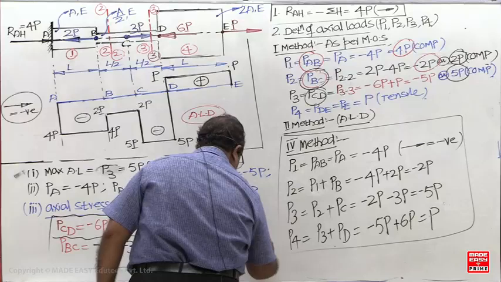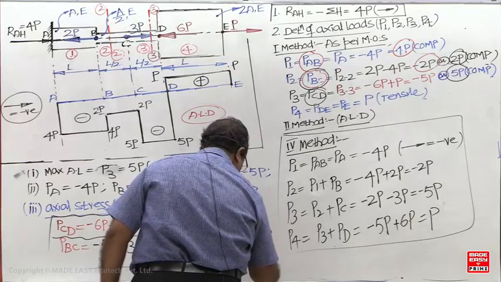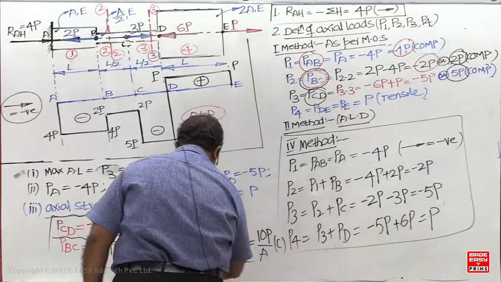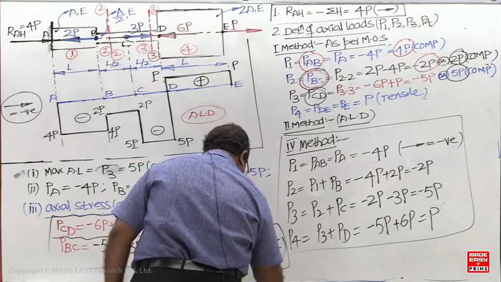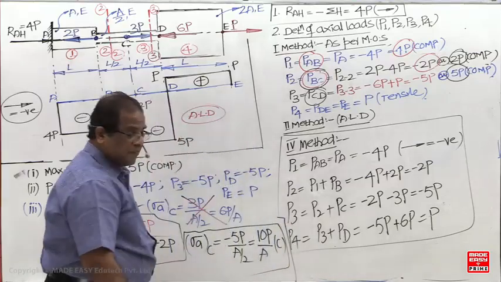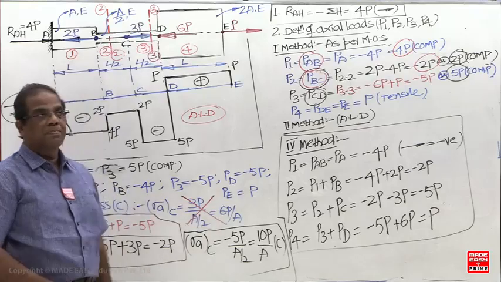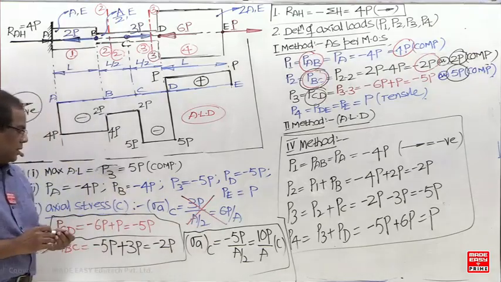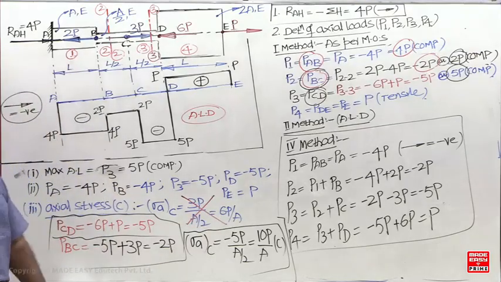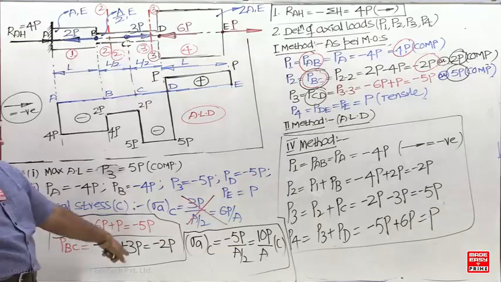So the answer will be what? 10P by A, compressive. But 50% of the students, they will write down 6P by A. So if you ask this calculation, this method is better now.